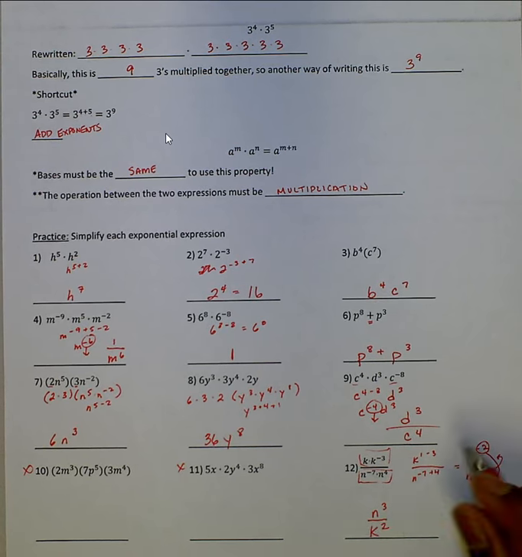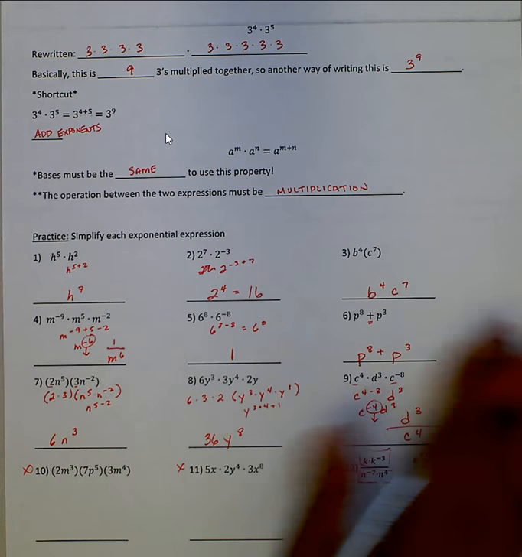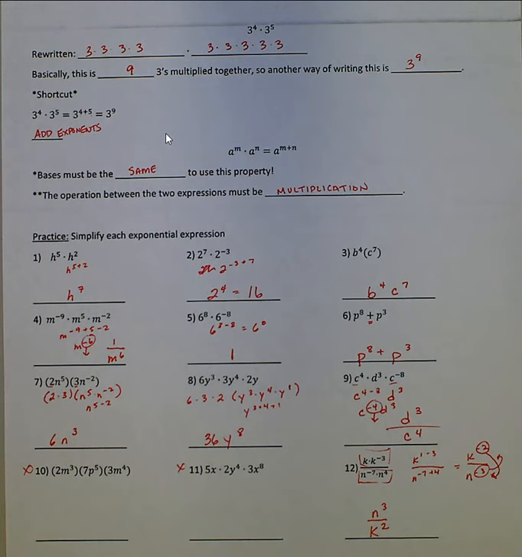Remember to do 10 and 11. Hopefully you saw enough examples of how that rule worked.